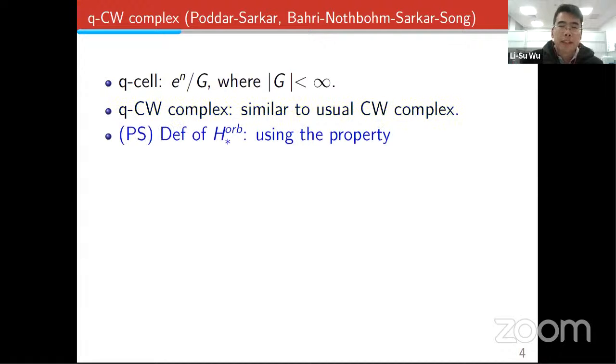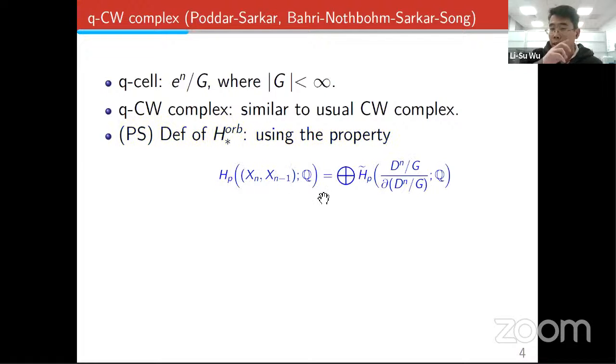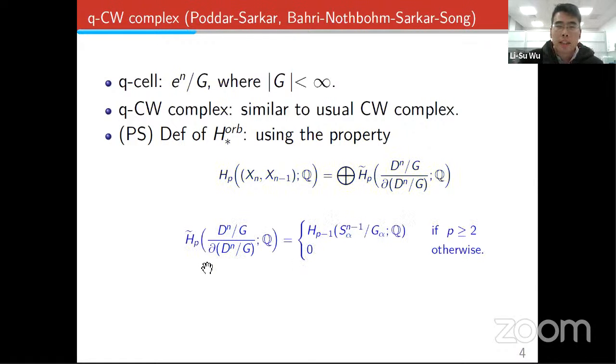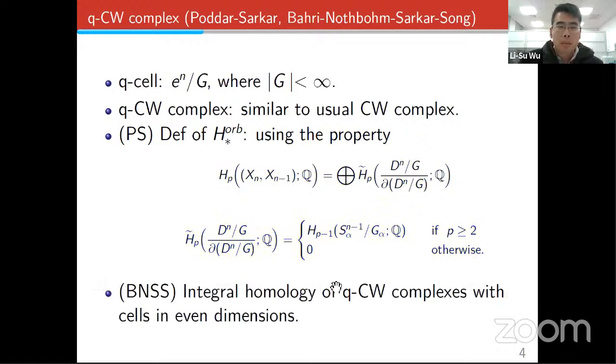The definition of the orbifold homology group or cohomology group of Poddar and Sarkar uses the properties that hold in CW complexes, and they also have this. Moreover, they studied the integral homology of QCW complexes with cells in even dimensions.